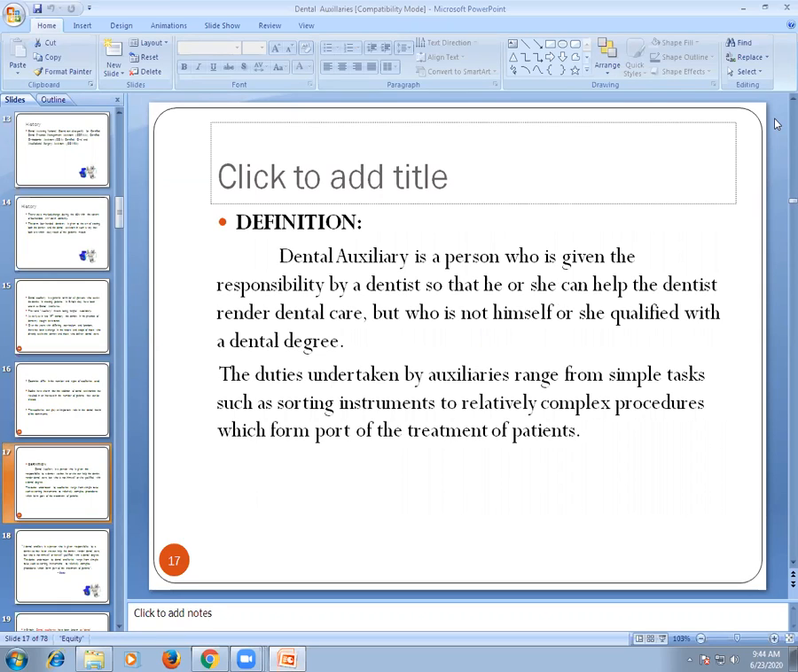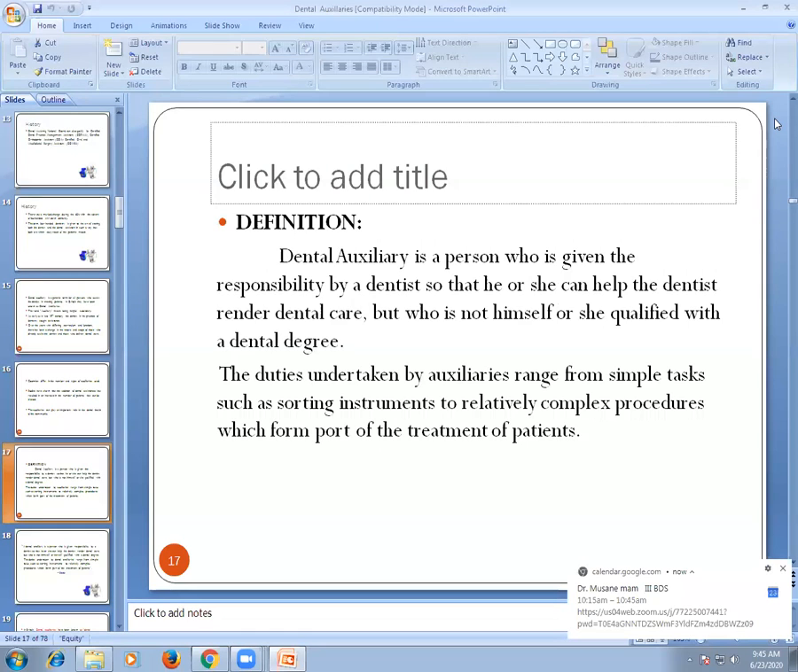Now coming to the definition. A dental auxiliary is a person who is given a responsibility by the dentist so that he or she can help the dentist render dental care, but who is not himself or herself qualified with a dental degree.